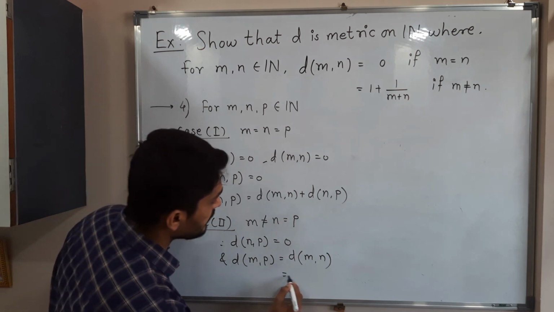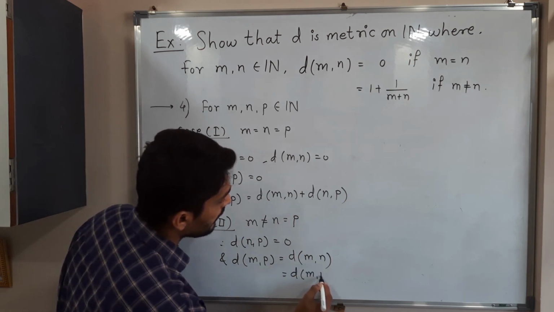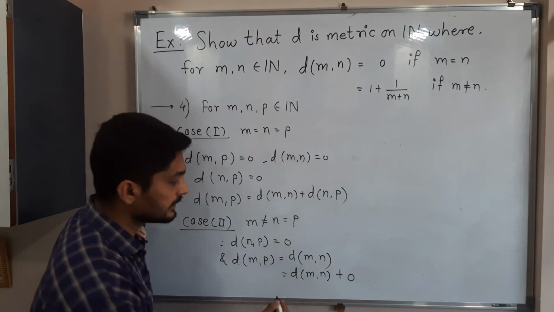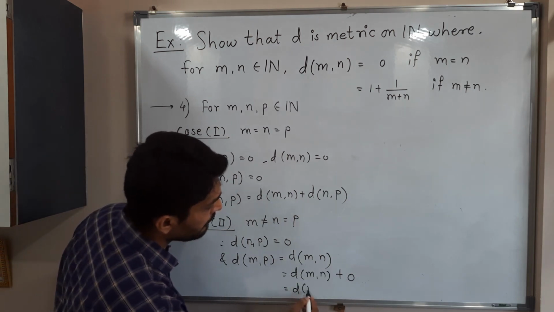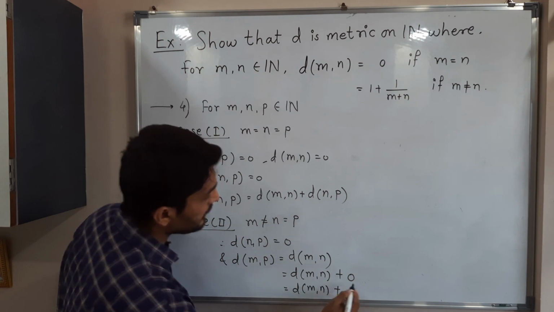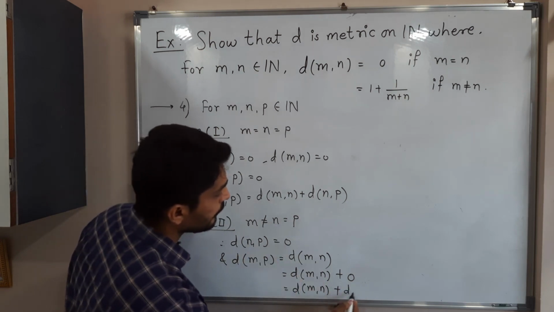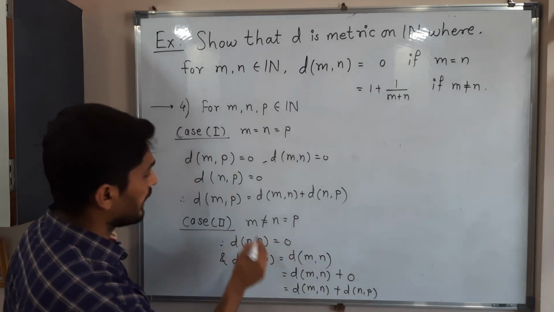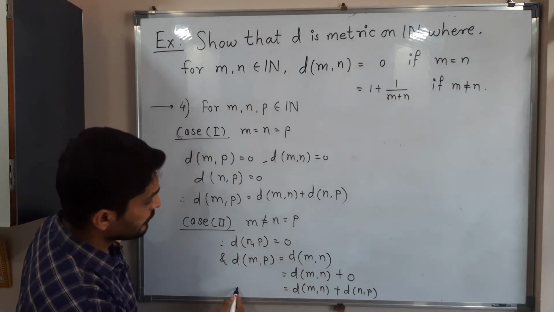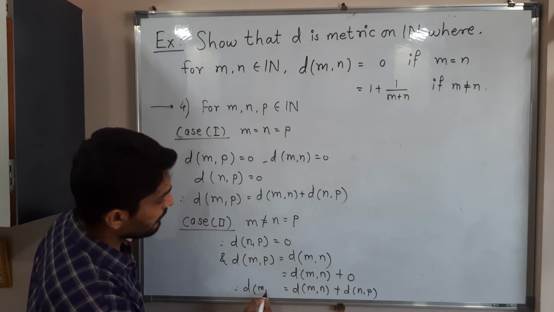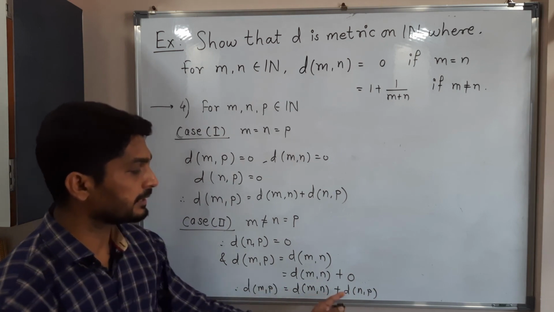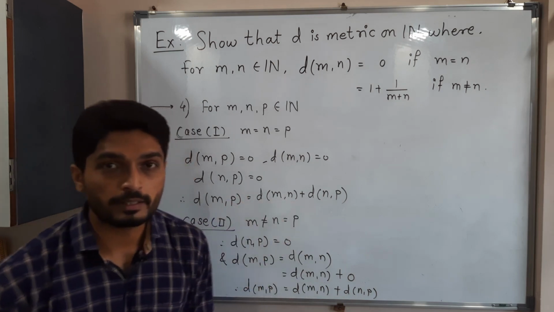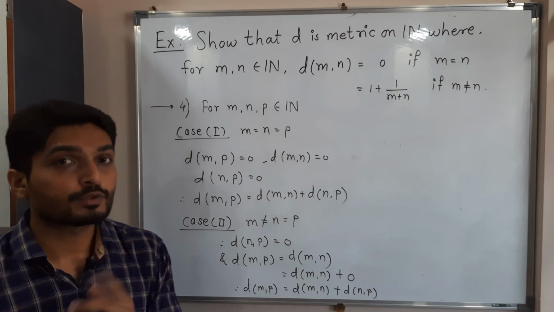What will I do? This is equal to d(m,n) + 0. If you add 0, it doesn't matter, since 0 plus anything gives the same term. So why am I adding this? d(m,n) + 0, where 0 means d(n,p), since this has value 0, so that's why I could write this. Therefore d(m,p) = d(m,n) + d(n,p). That means in this second case also we are getting equality. Same thing we have got. So let us go for a third case.